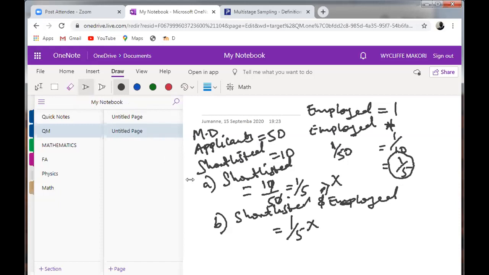Actually, it is true. If you are not shortlisted, you are out. So when we are picking the person for employment, we are picking from the 10 who are shortlisted. We are not going again to subject all the 50, but we are going to select from the 10. So it's going to be 1/10. So you will find the answer is going to be equal to 1/50. That is how you are supposed to argue. On the employed part, our concentration is going to be on these 10 that were shortlisted. That is okay. I agree with you fully.